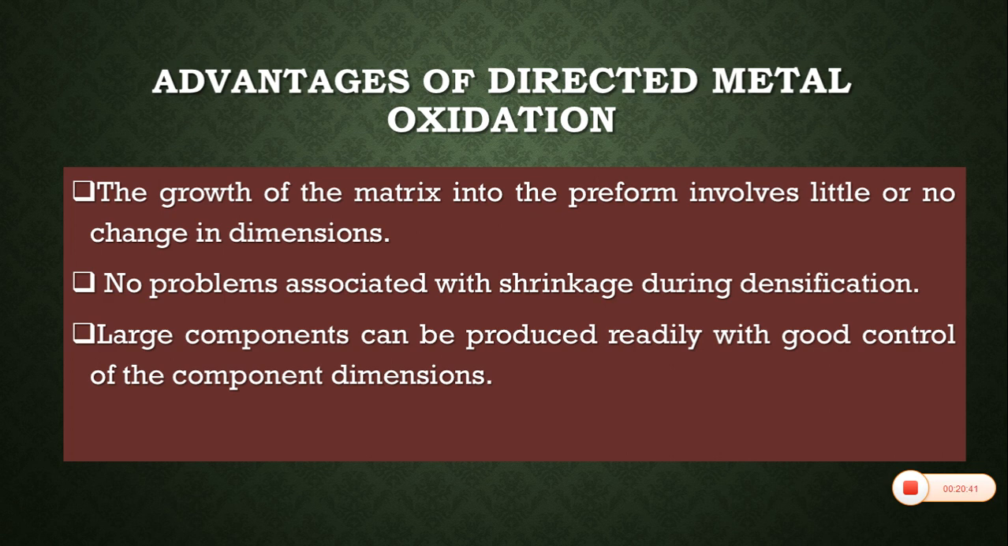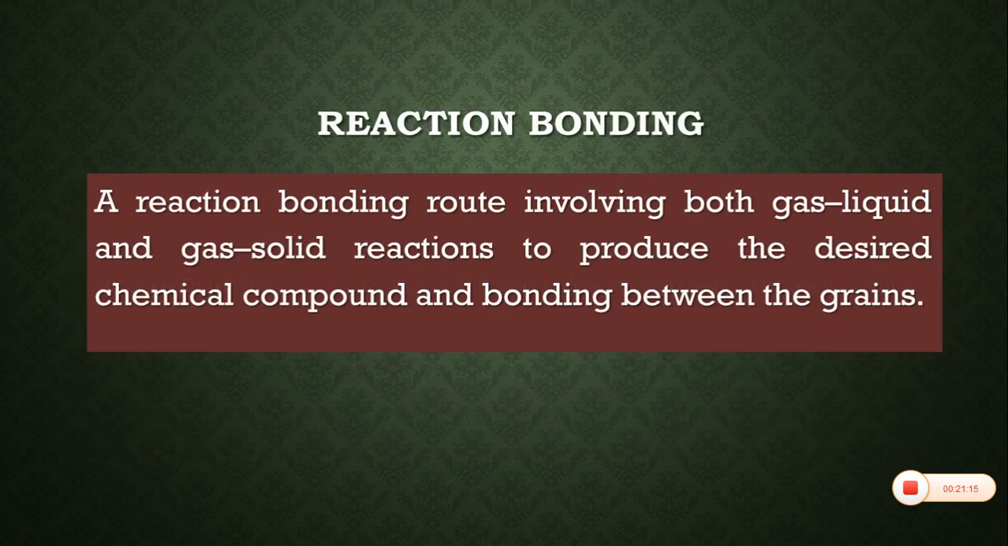Now, the advantages. There are certain advantages of the directed metal oxidation method. First, the growth of matrix into the preforms involves little or no change in dimensions. Second, the problems associated with shrinkage during densification in other fabrication routes can be avoided. Third, large components can be produced readily with good control of the component dimensions.